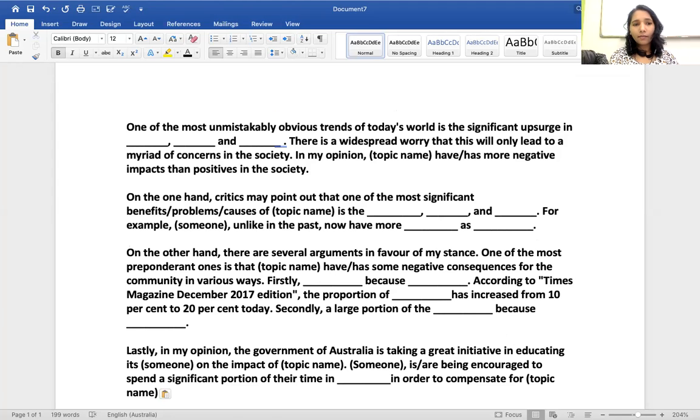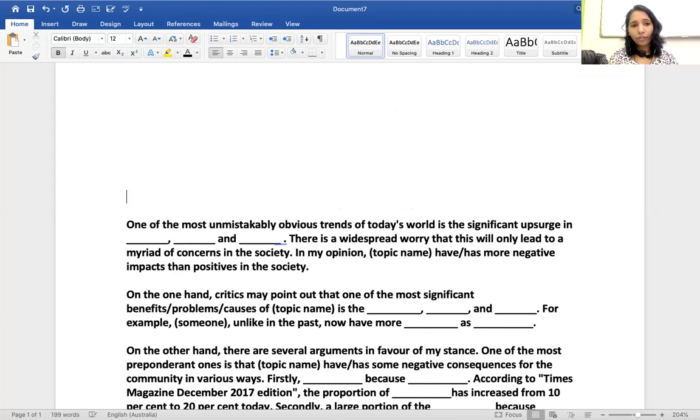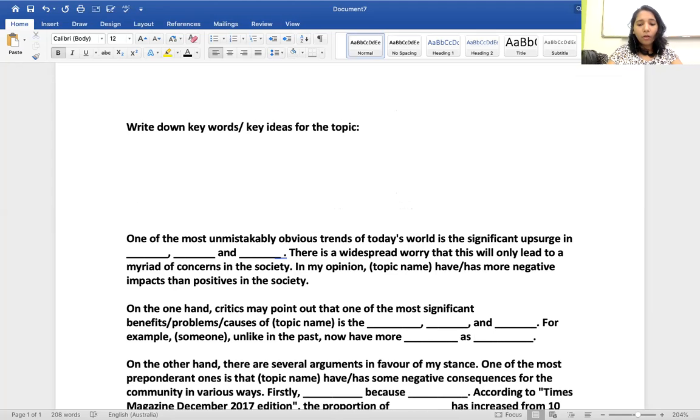So what I said is, before you start typing in your template, before you start writing your essay, you'll be given a book and a pen to write. So use it and write down keywords, key ideas, okay, for the topic. While you're writing down the key ideas, what I suggest is write down both positive and negative key ideas, keywords or key ideas.